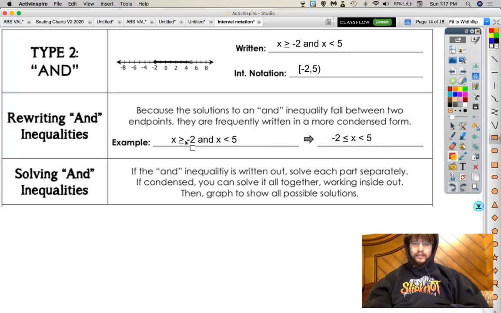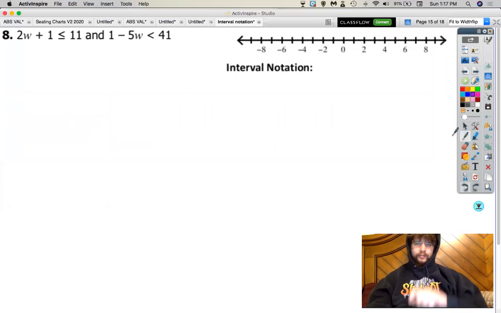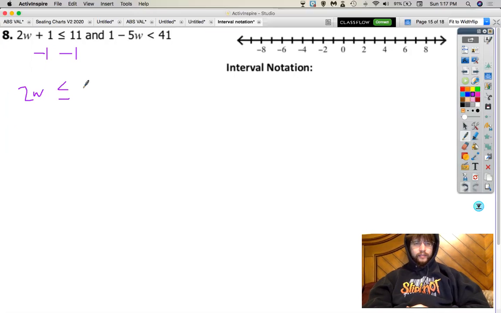So if it's written like this, solve both of them, graph it in a rotation. If it's written like this, where you can do it all at once, just instead of 2 sides, you have 3 sides of your equal sign, except an inequality sign here. Let's just look at it. Let's do it. First one, subtract 1. 2w less than or equal to 10, divide through by 2, w is less than or equal to 5.